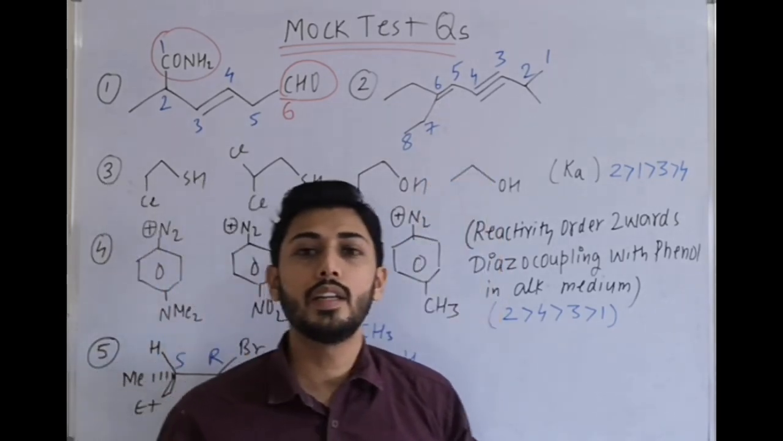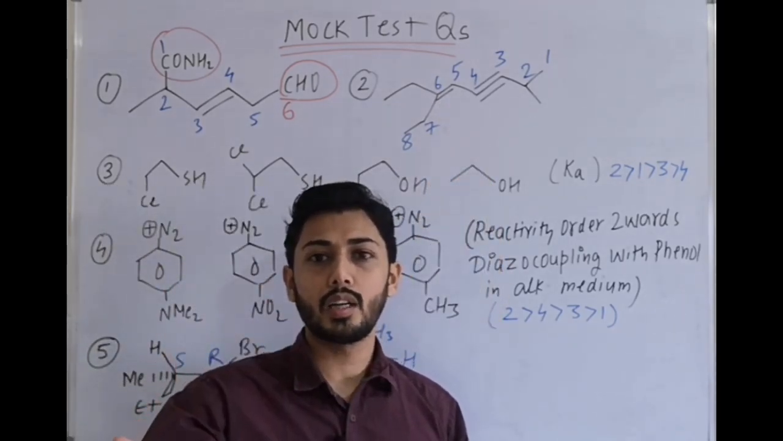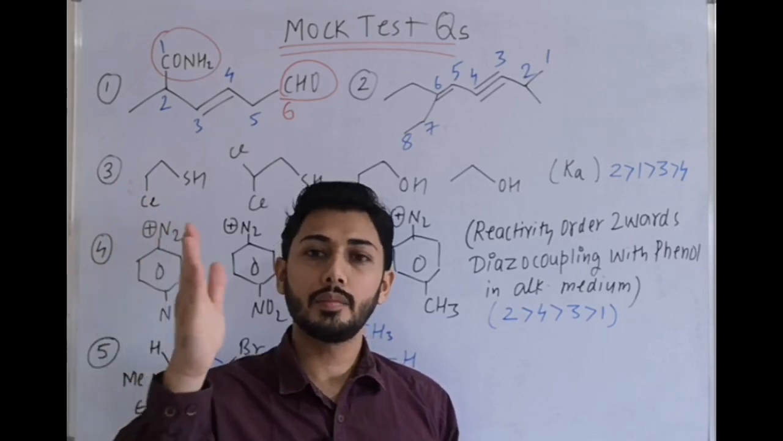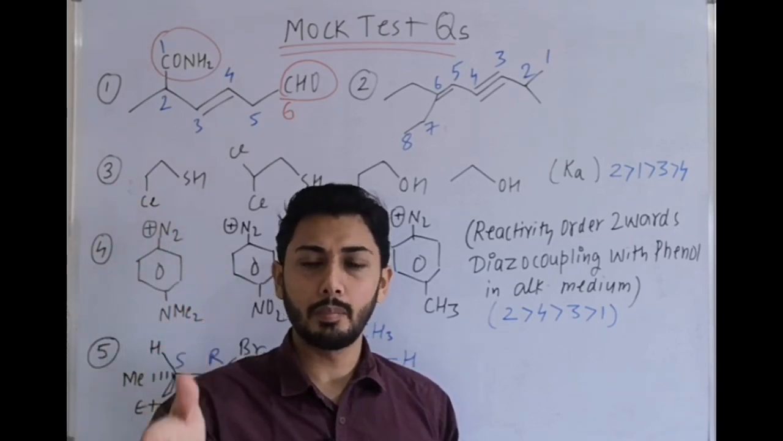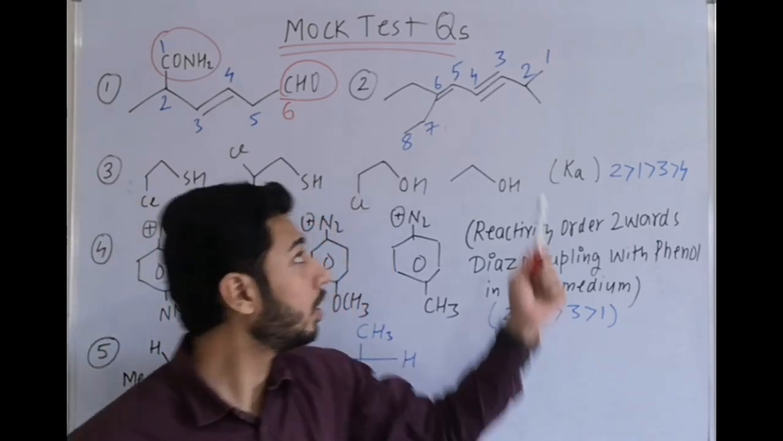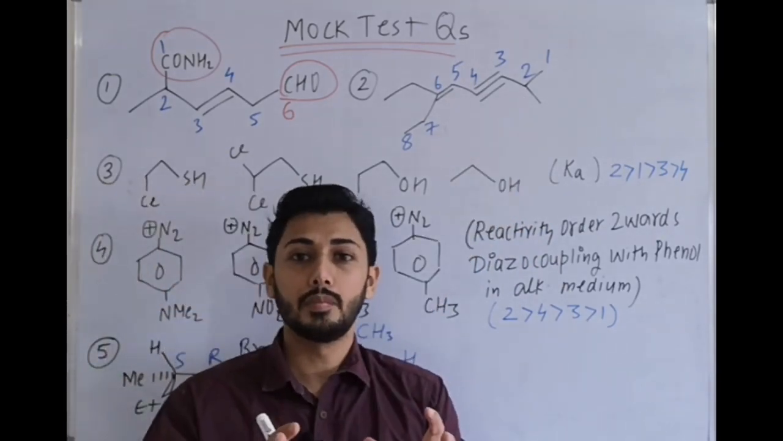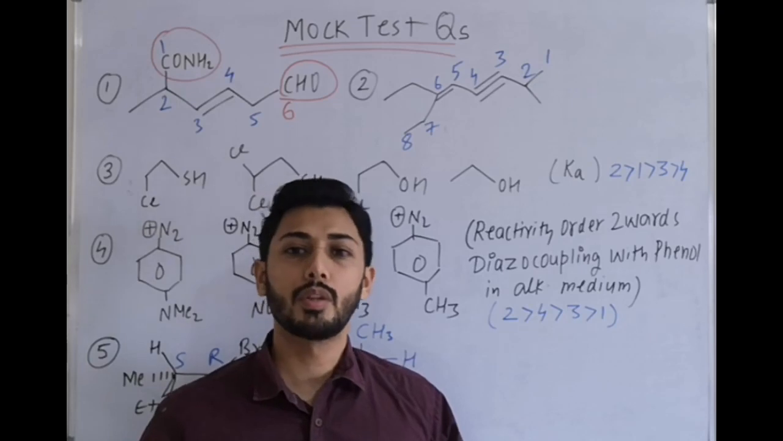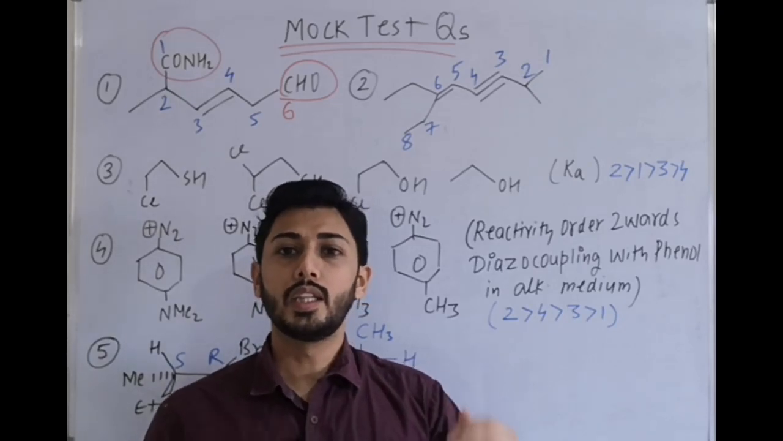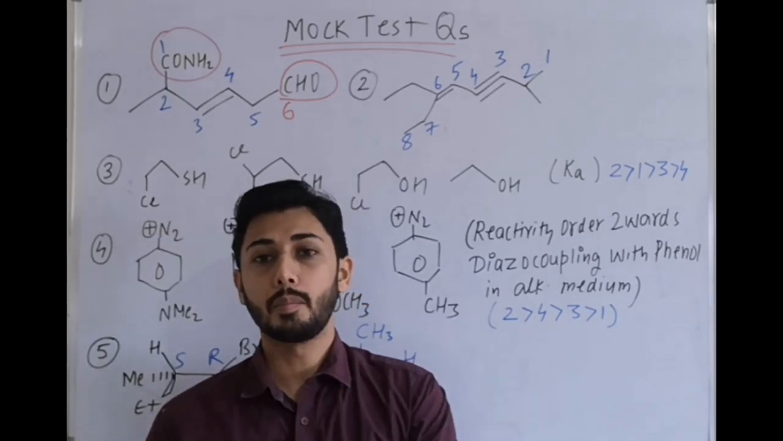Now which side is preferred? Right side we have to start numbering, where we are getting minimum number for the multiple bond as well as less number for the substituent. If there is an exact tie, like both sides we are getting the same number for the substituent also, then double bond is preferred over triple bond.